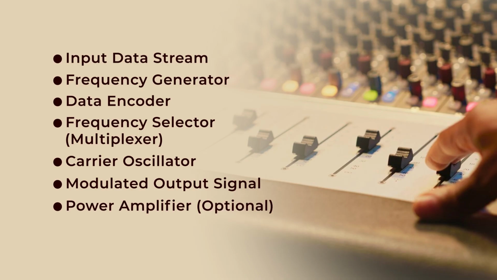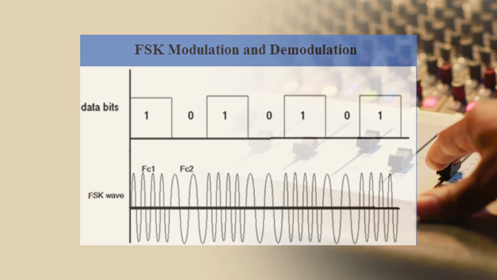The next is the power amplifier. Similar to other modulation schemes, the power amplifier might be used to boost the modulated signal before transmission, ensuring it can travel longer distances without significant attenuation. The next is the transmitter. Finally, the modulated signal is transmitted through a communication channel, which could be a wire medium, radio wave, or optical fiber, depending on the system design.